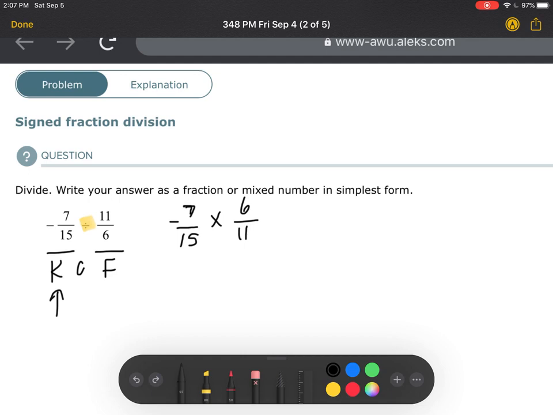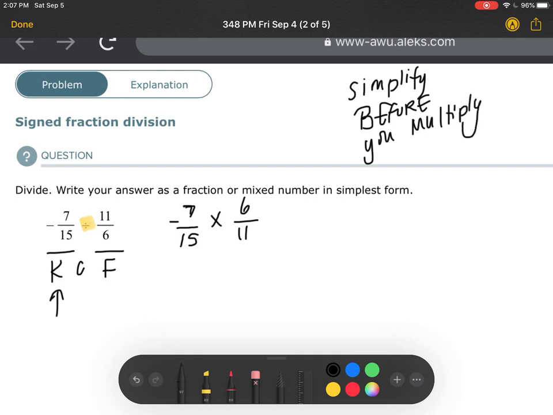Now, before I do this, I always tell everyone to simplify before you multiply. Okay? Please don't forget. This will make your life so much easier in the end. So, I'm going to simplify before I multiply. Remember, it doesn't have to be this fraction and this fraction that can be simplified, because these two fractions cannot be simplified. It is any numerator with any denominator.